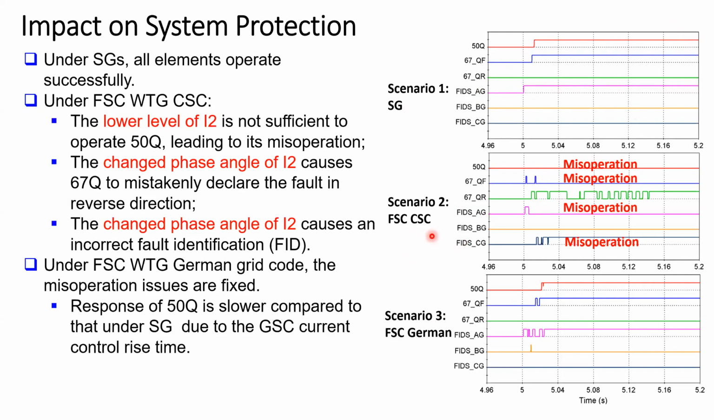In scenario 2, where we have the conventional coupled sequence control type 4, we have a number of misoperation issues due to the low level of negative sequence current. The 50Q element does not operate. The directional element mistakenly declares reverse direction, and the fault identification scheme mistakenly declares phase C as the faulted phase. And under the German grid code, these misoperation issues were fixed due to the increased level of negative sequence current and also the correct phase angle.